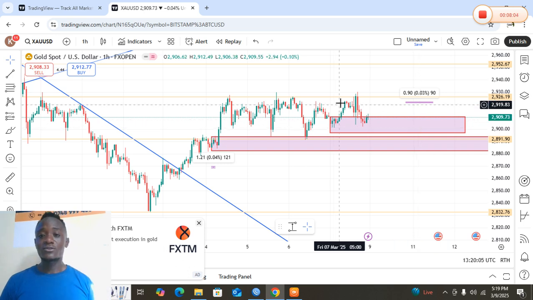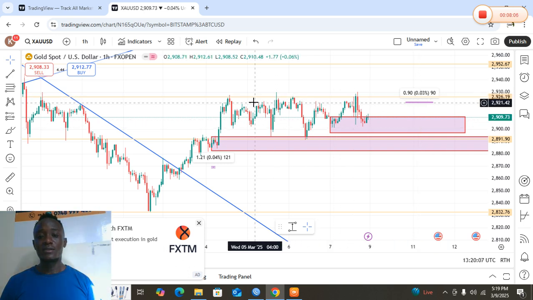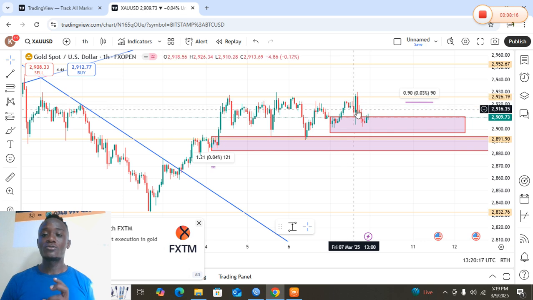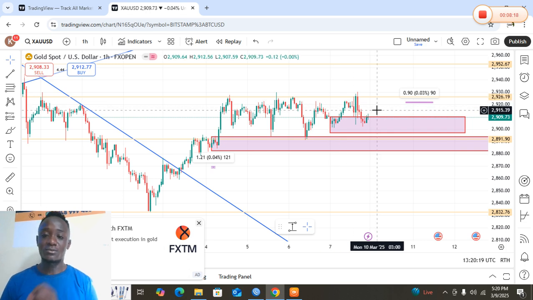So since the market also failed to go above the main resistance zone, we have to be very patient and wait until it passes that zone. We don't know when, and we don't know what direction the market is going to take. Our work is only to analyze and get to understand what direction the market is going to.